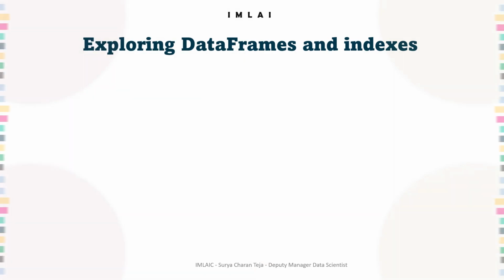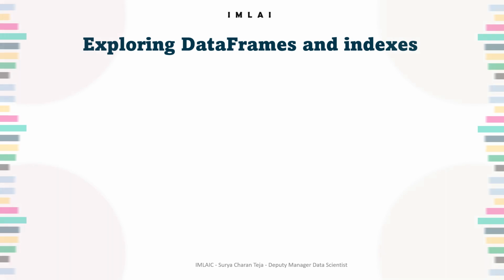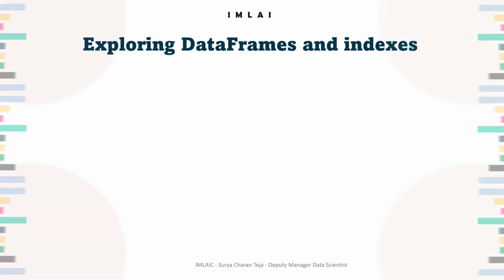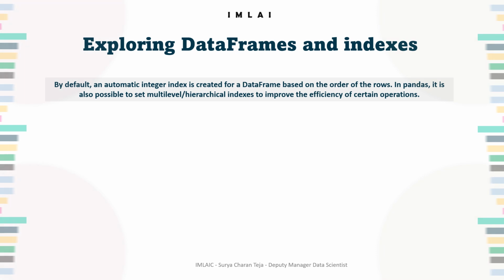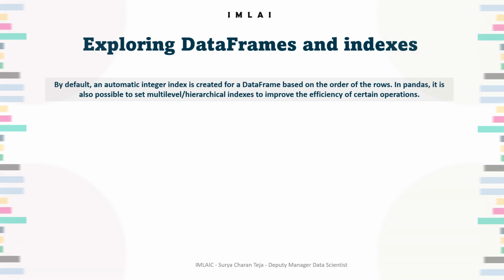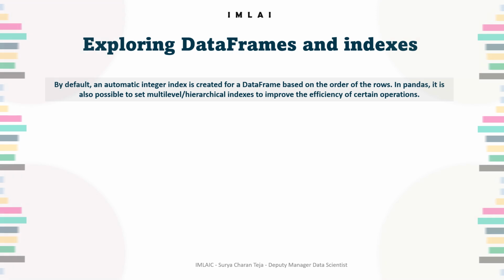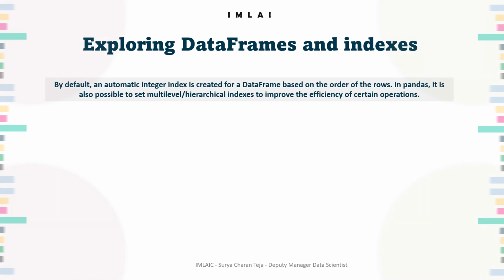Now it's time to explore more about data frames and indexes. Traditional database tables have one or more columns designated as an index, essentially a row number. This can vastly improve the efficiency of certain database queries. In Python, with the pandas library, the basic rectangular data structure is a data frame object.